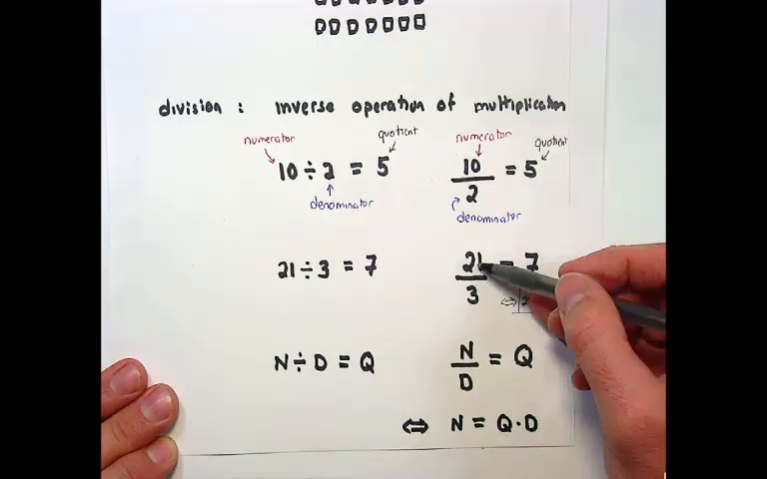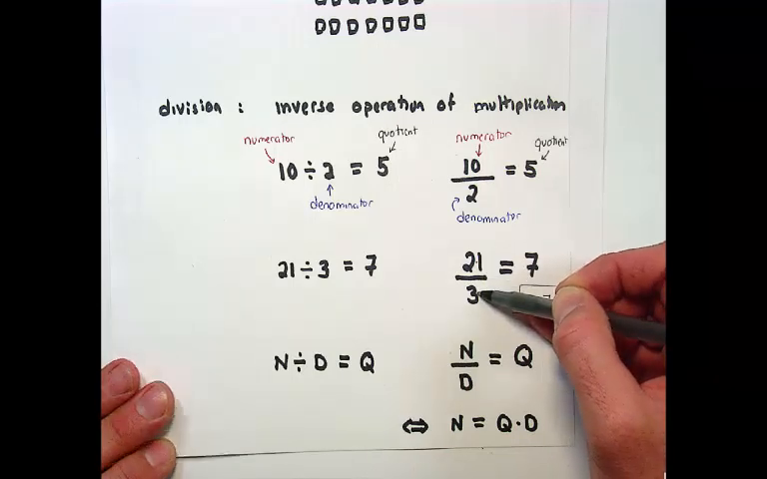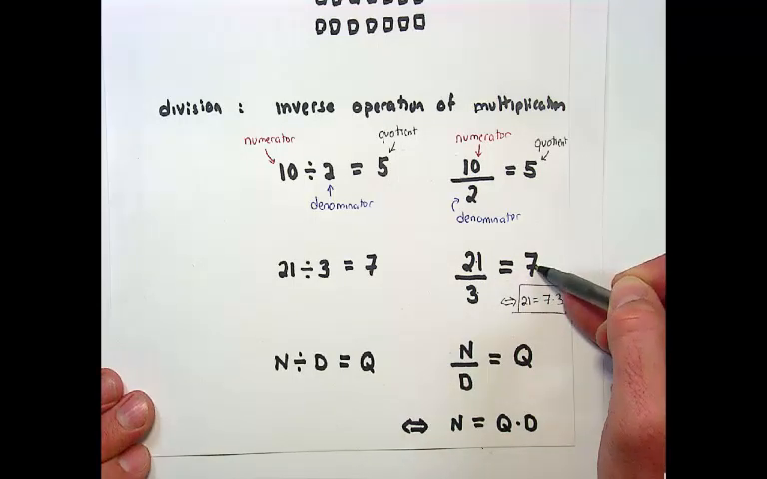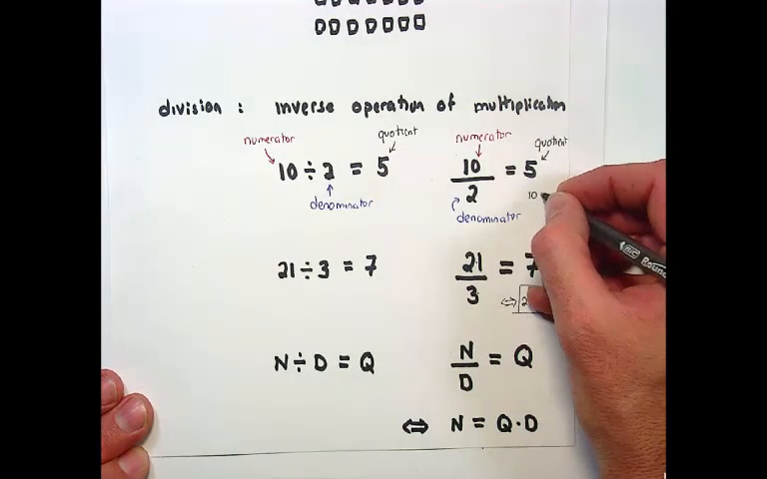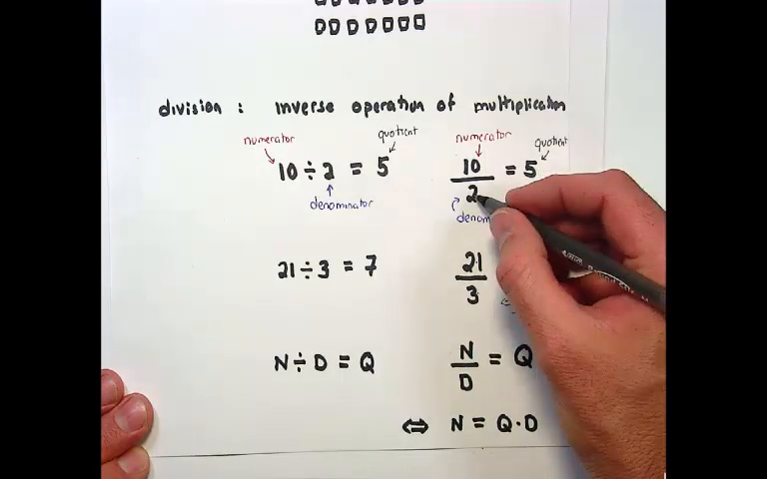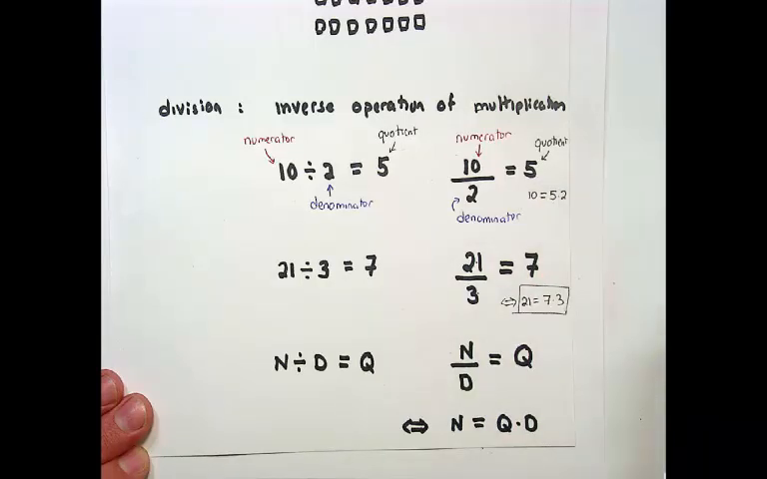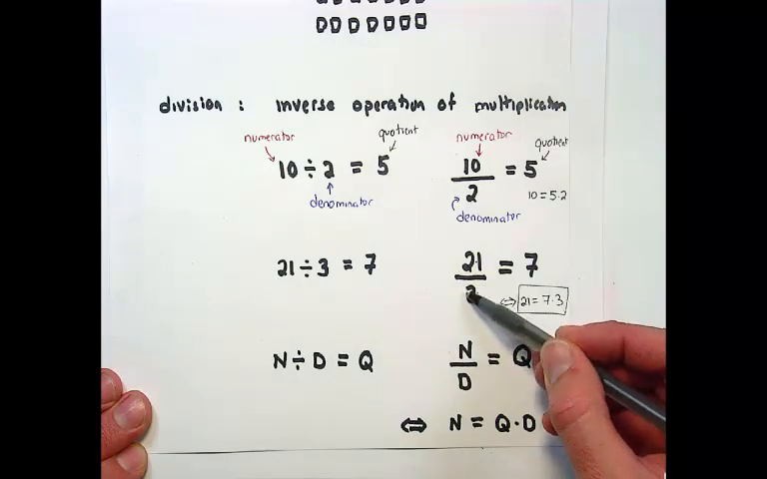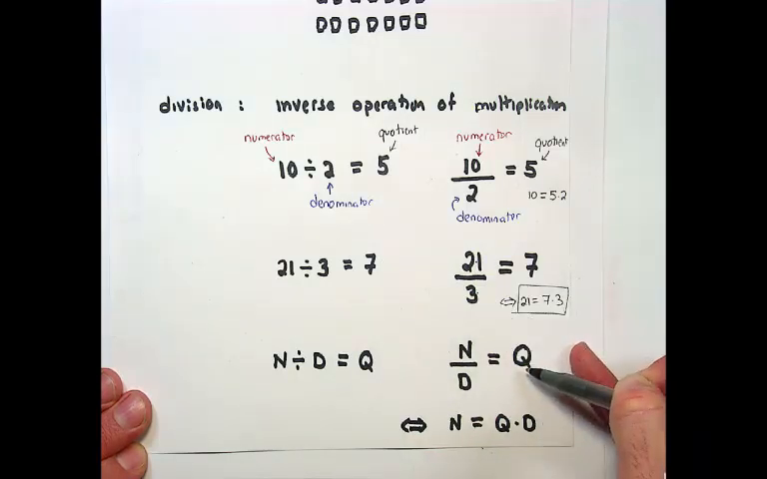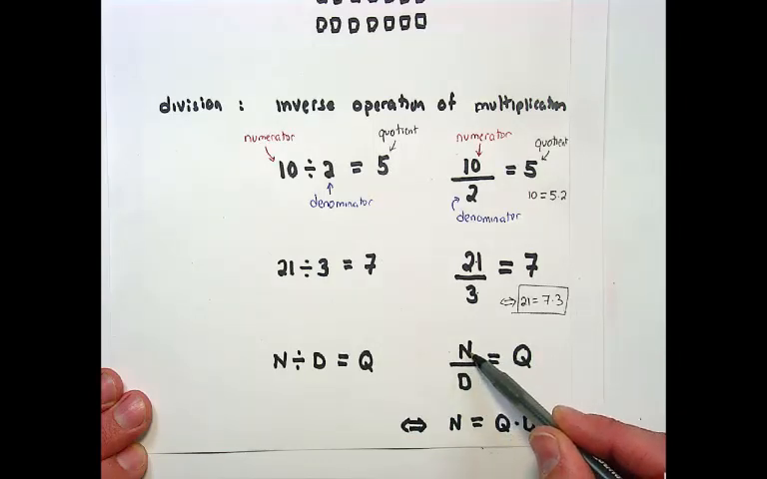In other words, if I want to undo a group of size 21 and break it into 3 different slices, each of the same size, I must have 7 items in each slice. Same thing over here. If I want to take a group of size 10, break it into 2 pieces, each of which has the same size, well, each of those pieces must have 5 items in it. So when we're looking to break up a number and divide it by another number to get the quotient, what we're really saying is, what do I have to multiply the denominator by to get the numerator? And that's why this is the inverse of multiplication.